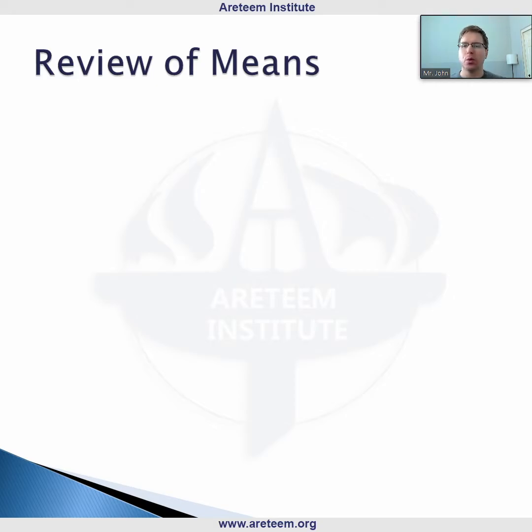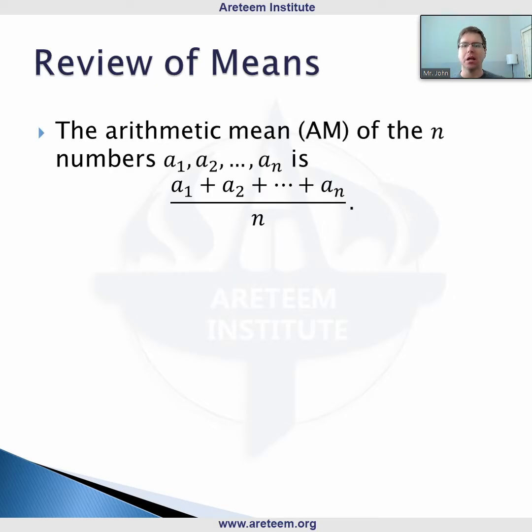But let's review quickly these different means in detail. First one is the arithmetic mean, or AM, of n numbers. This is your normal average. You add up all the numbers a1 up to an and you divide by n. So this is the normal one we think of when you hear the word mean.